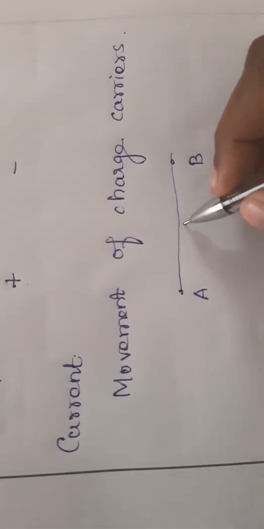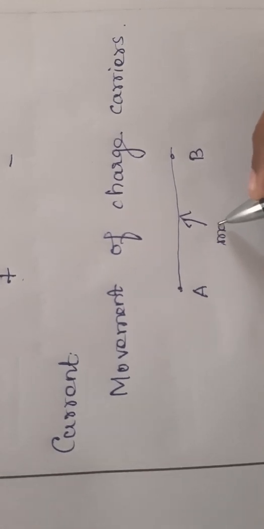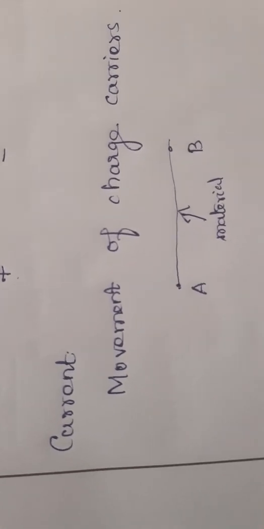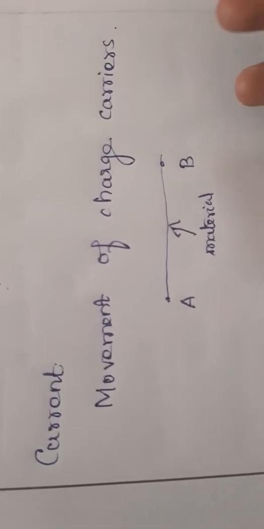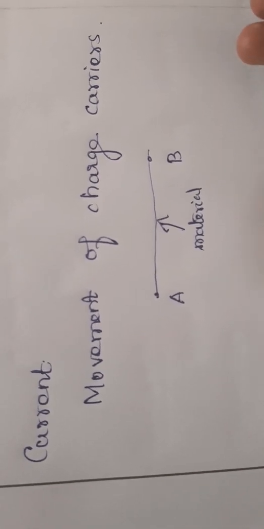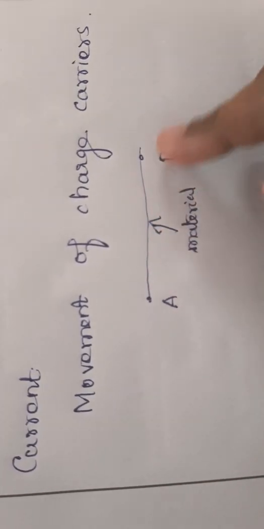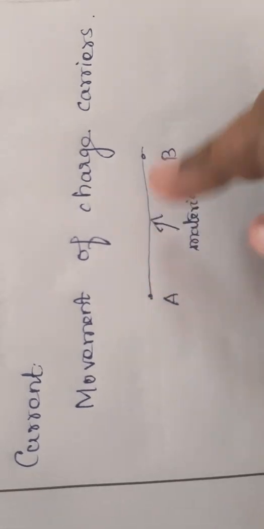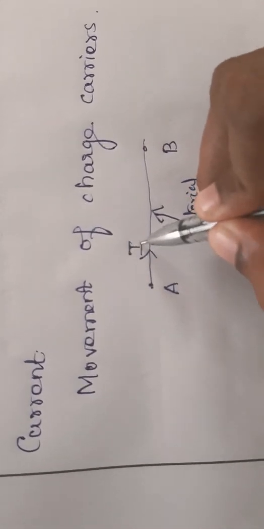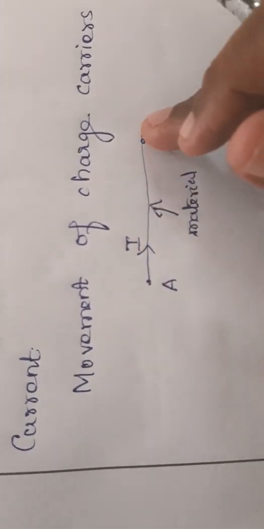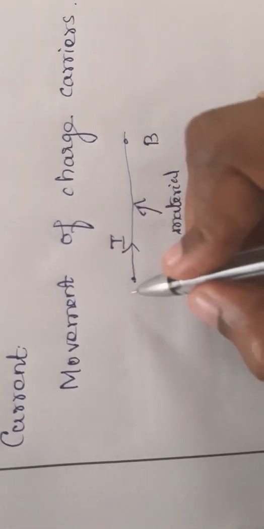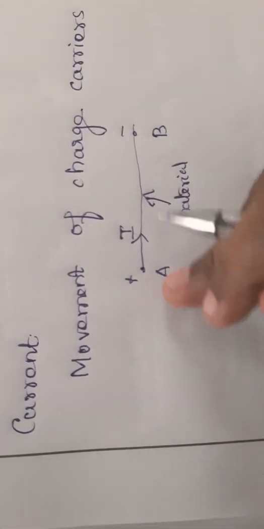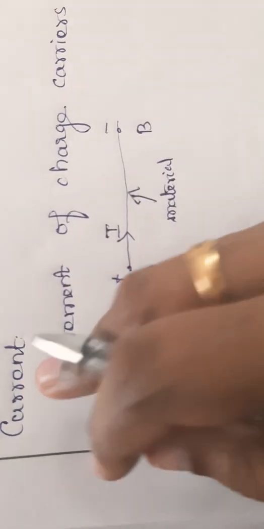We are taking one material in order to connect the point A and B. The charge carriers move through the wire. It may be a copper material or mica or iron, it can be anything. So on this, the charge carriers move from A to B. This movement of charge carriers is known as the current. The electrons move from higher potential to lower potential.